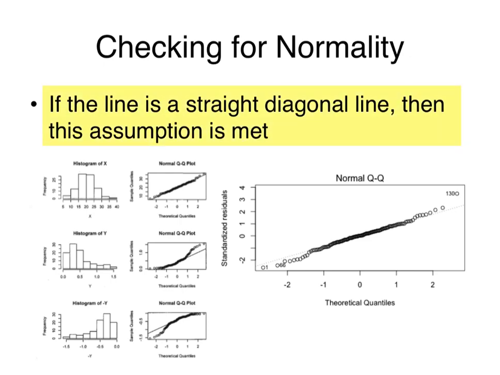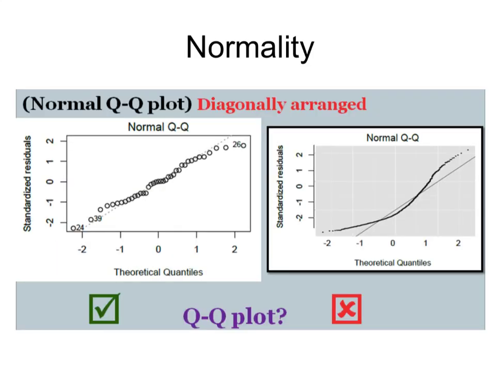We can assess normality with what's known as a QQ plot. If the line is a straight diagonal line, you can assume that the normality assumption is met. So we can see that the plot on the top left and the plot on the right meet the normality assumption, but the other two plots on the middle and the bottom left do not. The middle plot is skewed to the right and the bottom plot is skewed to the left. So a curved line appears in the QQ plots because the normality assumption is violated.